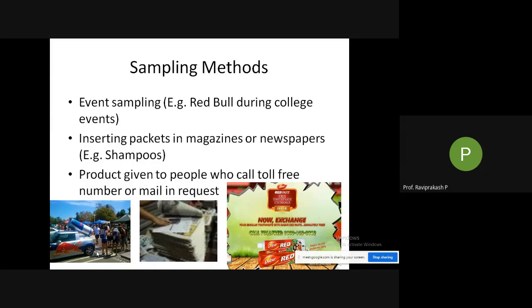Then there is inserting packets in magazines or newspapers. We saw this. For example, shampoo is inserted here. There are so many newspapers you can see here. For insertion, they'll take a per-insertion charge. I told you, 10 paisa, 8 paisa, 5 paisa, 20 paisa, something like that. To insert inside a particular newspaper, they charge you. So this is inserting packets in magazines or newspapers. Shampoos, then different pamphlets are there. Here we are talking about sampling, sachets of shampoos or conditioners. So all this can be done.